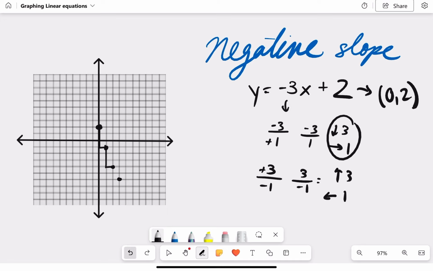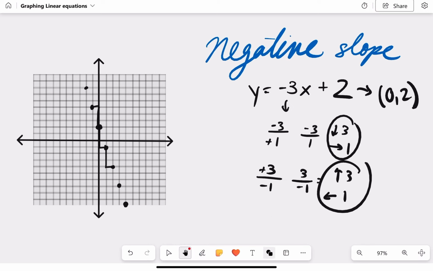Oh, I did it. Oops. Down 3, right 1. Okay, and then let's go up 3 and left 1 now for our other side. Up 3, left 1. Up 3, left 1. And we don't have any more room. So now, once again, let's make a little line to connect them. Can't forget our little arrows at the end. Let's label our line. There we go.